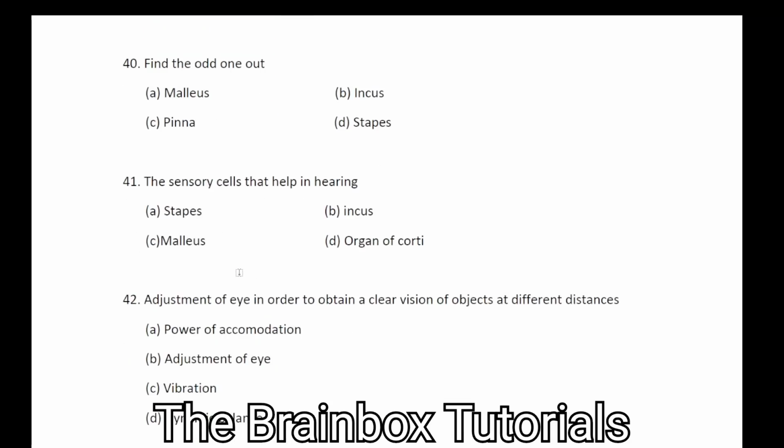Okay, now number 40, find the odd one out. A. malleus, B. incus, C. pinna, D. stapes. And the correct option is C. pinna, because malleus, incus, stapes are part of the middle ear, pinna is part of external ear or outer ear.